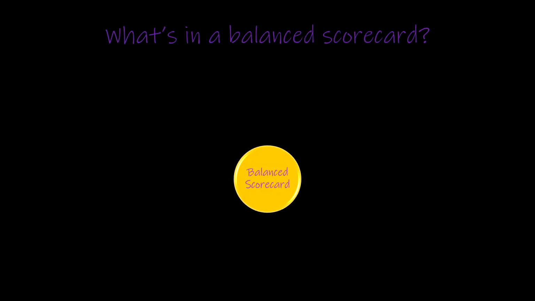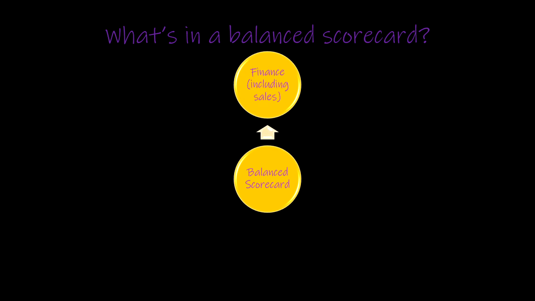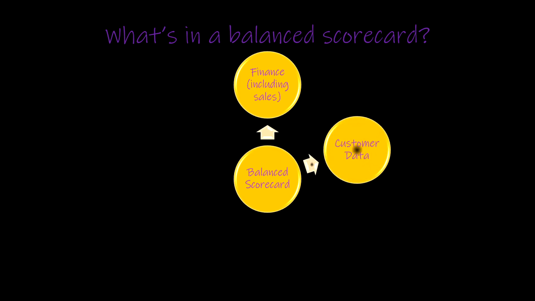So what exactly is included in the balanced scorecard? We're going to start with financial data. This can include sales data, profitability data, basically anything that is key in terms of the financial performance of the organization or the employee. All right, next we're going to look at customer data.